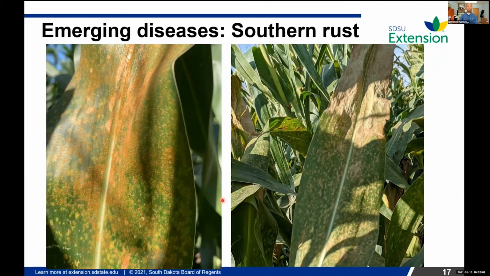So southern rust has been observed in South Dakota in the last 5 years, but actually it's 2020 that we saw severe levels than we have seen in the past. So it's kind of like an emerging disease because, you know, 1 year is on, another year is off, but it's something we need to watch. And so southern rust, like other rust, doesn't survive in South Dakota, so spores are blown in, and we tend to see it a bit later in the season.